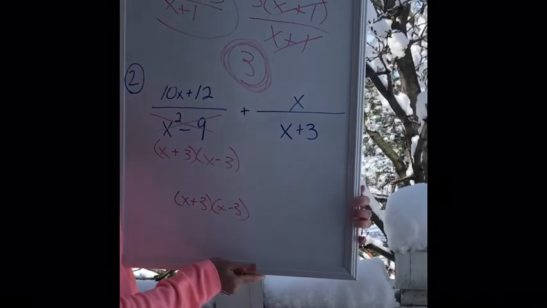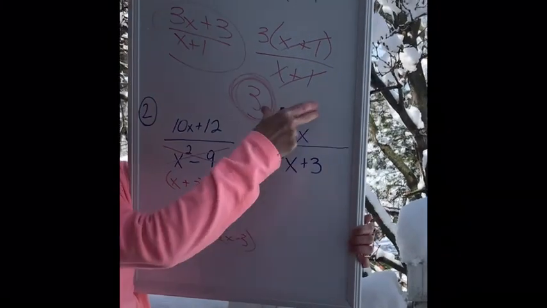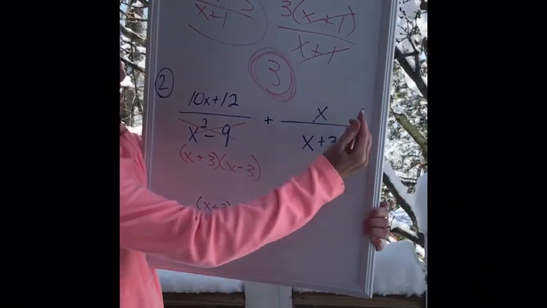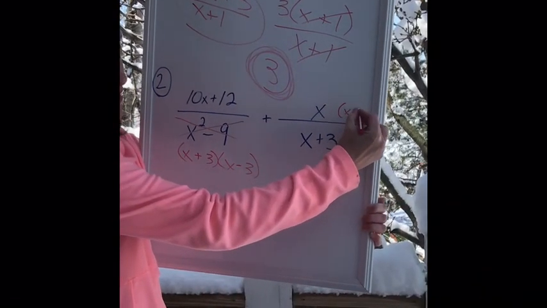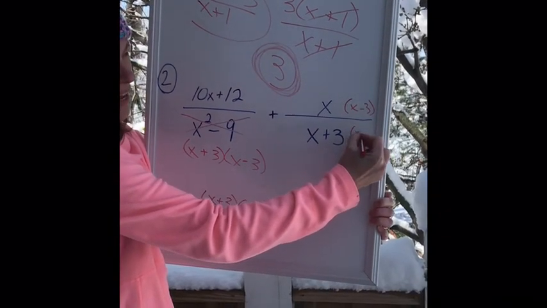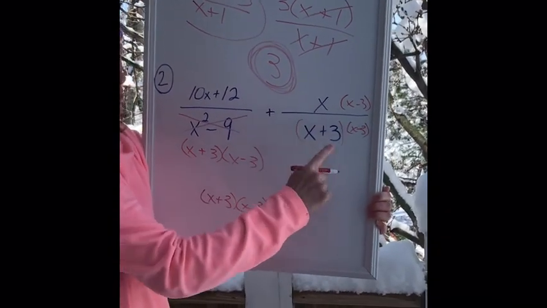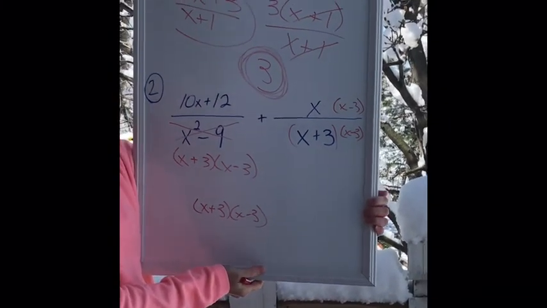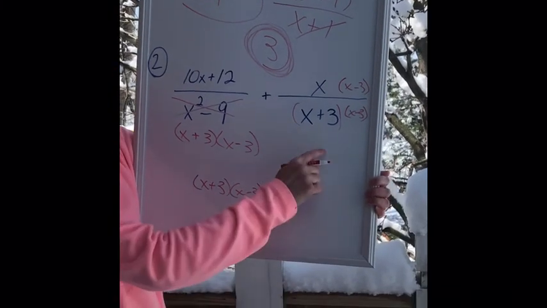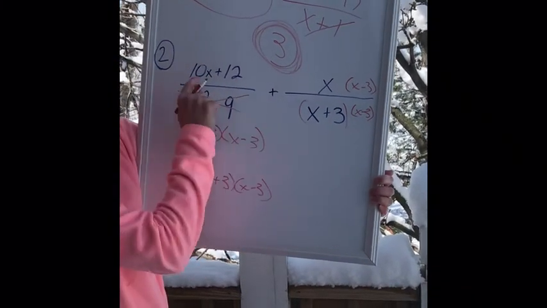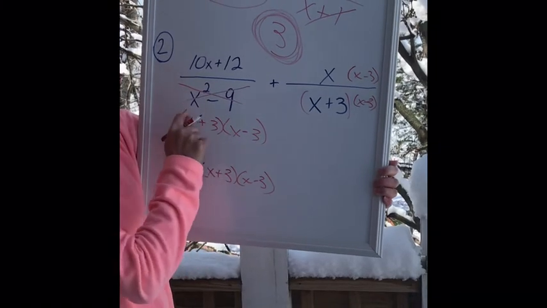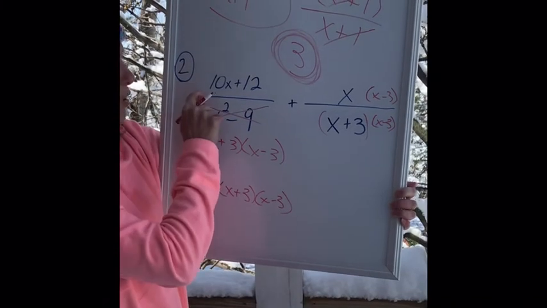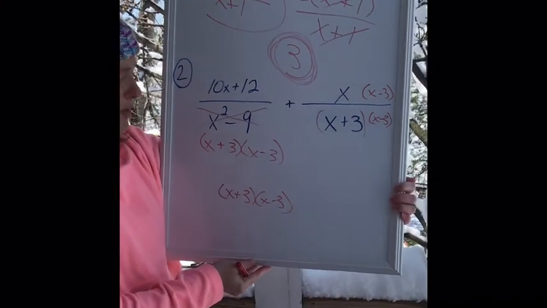Essentially what we're doing is multiplying this whole thing by 1. But we're actually going to multiply the top part by x minus 3 and the bottom part by x minus 3. So do you see then that our denominator would be x plus 3 and x minus 3? All right, so this one up here we already have the x plus 3 and the x minus 3, so we don't need to multiply this piece by anything. So we're just going to keep the 10x plus 12.